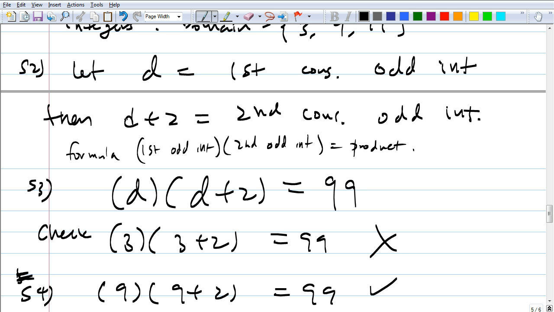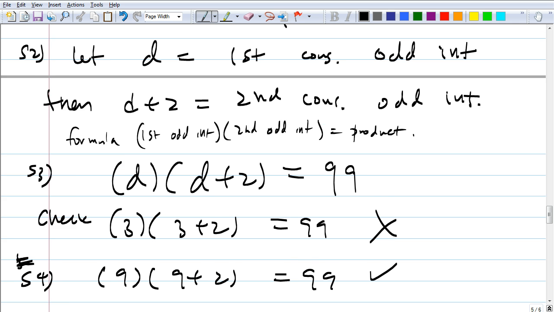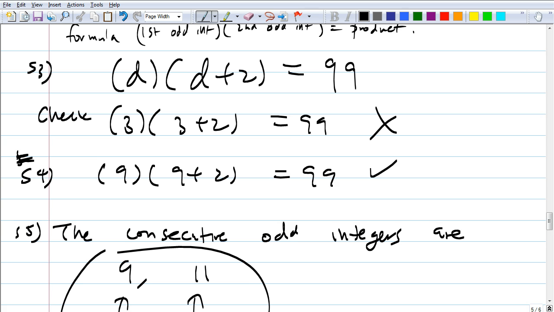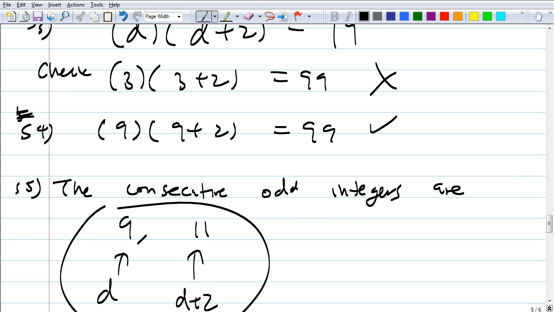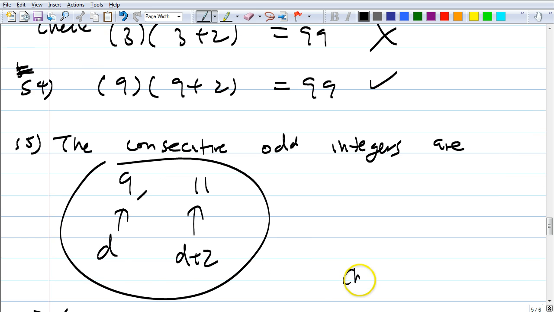The integers are 9. Exactly. The integers that we're talking about are 9 and 11. If you want to be more specific, you could say the consecutive odd integers are 9 and 11. That'll be fine too. And could we check this real quickly? We could actually check in our heads too, right? What's 9 times 11, class? 99. It works out, doesn't it? Good check. 9 times 11 is 99.